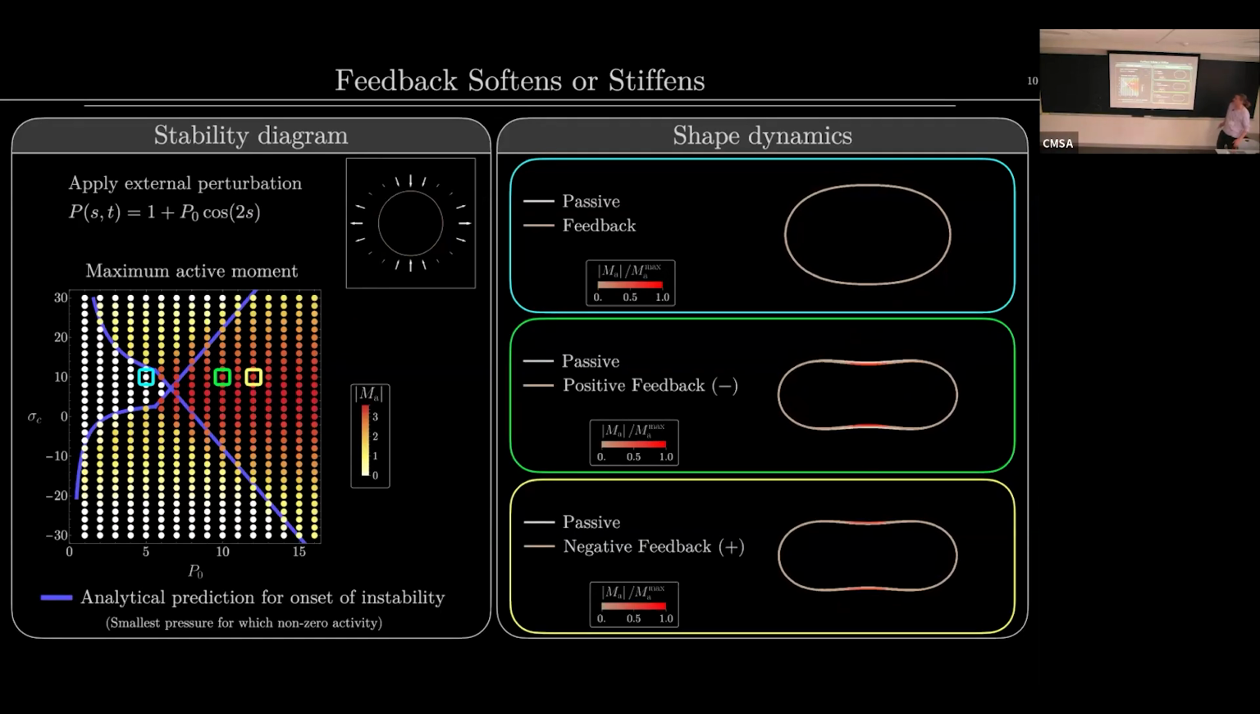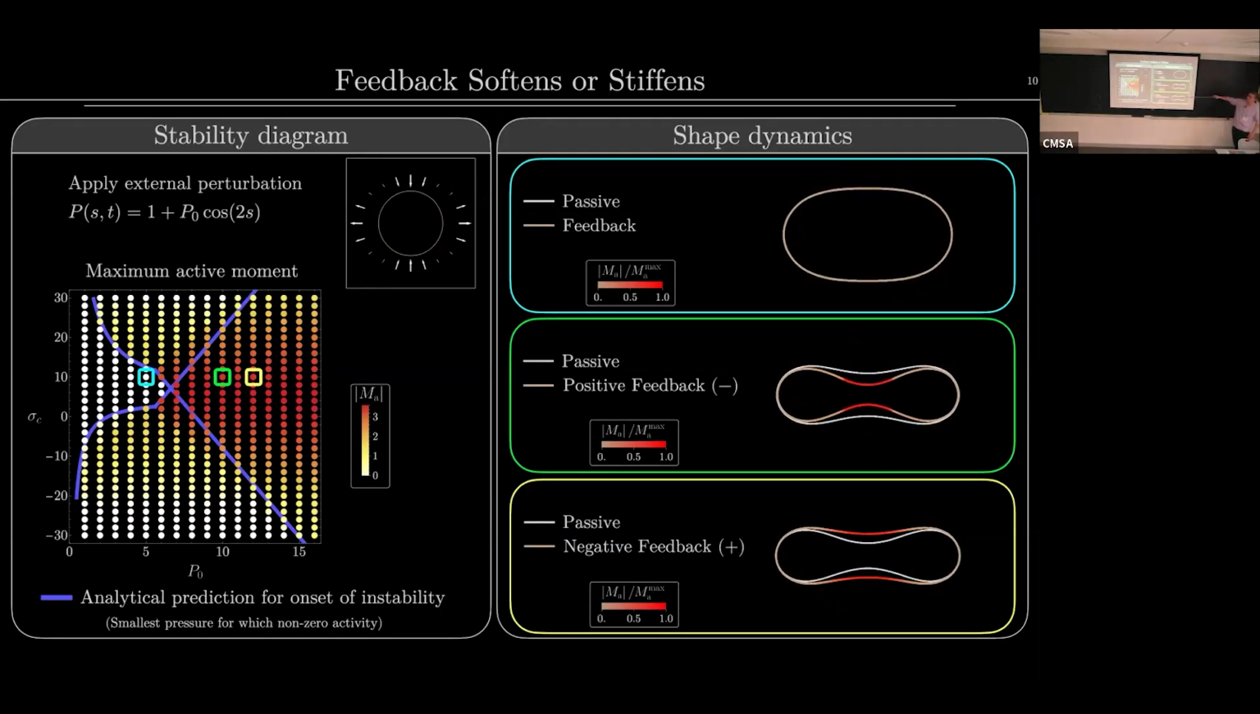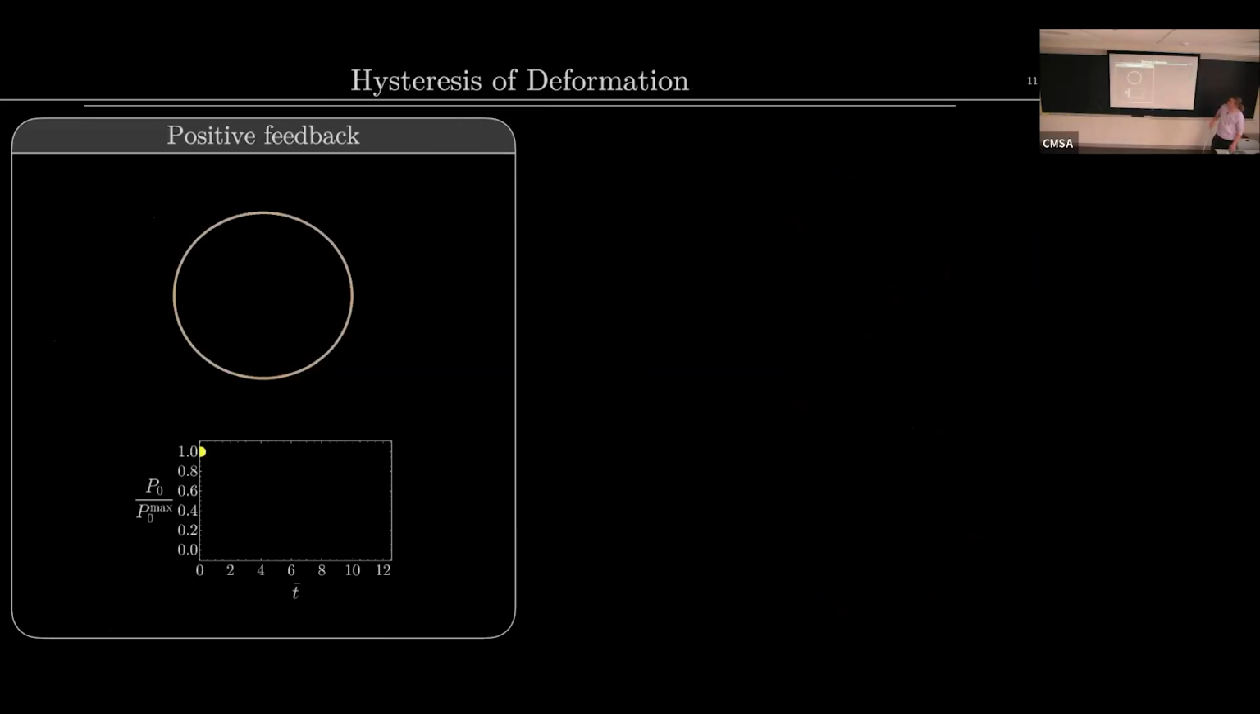As you might expect, the opposite happens, and because the ring is locally stiffening, now the deformation is less than it would be in the passive case. And something fun happens if you turn off the external force.